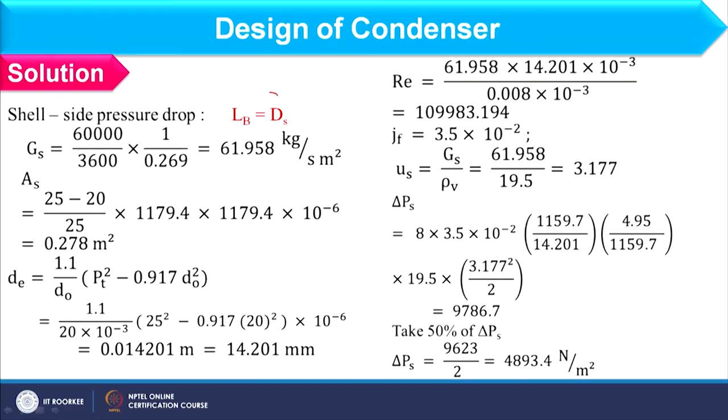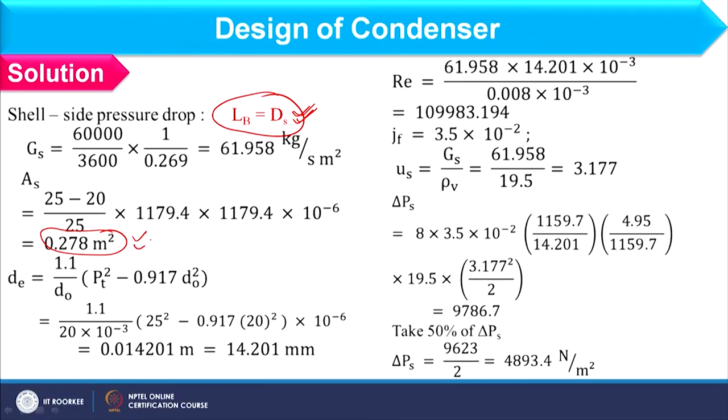So, to find out shell side pressure drop, you have to fix the baffle spacing, and that should be equal to shell diameter, which is the specific change in construction of condenser, and considering the vapor flow rate, you can find out AS value, because here you should consider Kern's method to find out pressure drop in shell side, right. So, AS value you can obtain like this.